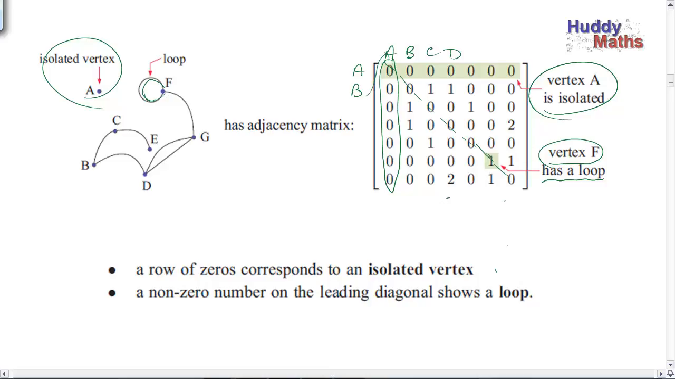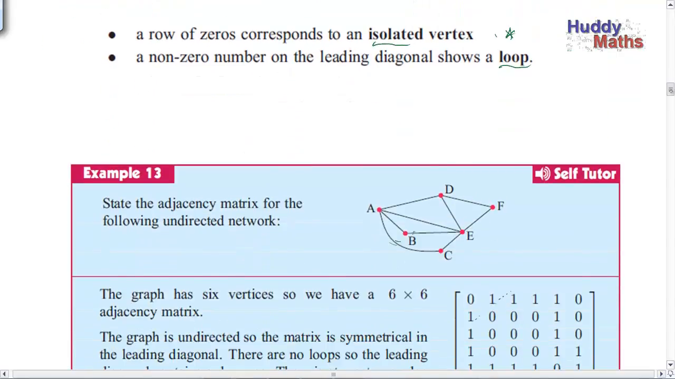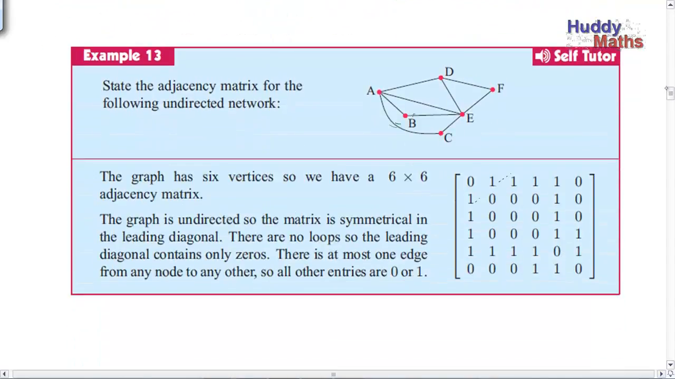All right, so here's the upshot of that. A row of 0 corresponds to an isolated vertex. A non-zero number on the diagonal shows a loop, because generally you can't go from C or D to D or whatever. Okay, hang on, that's not on the diagonal, we want this one down here. You can't go from D to D unless it's looped with itself. All right, getting some rules now for this new system. It's a really exciting and big area of mathematics later on.